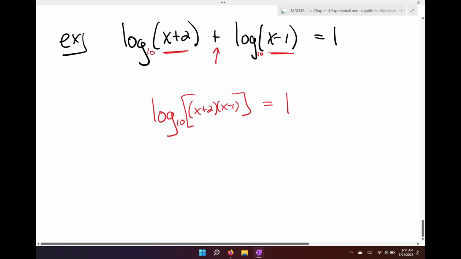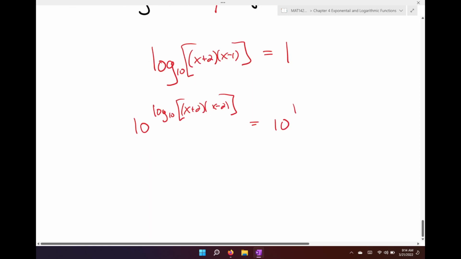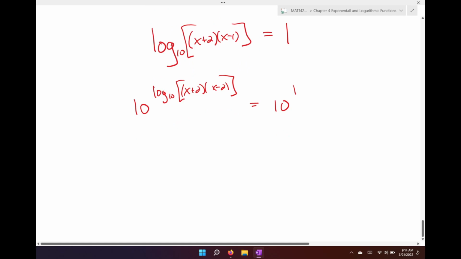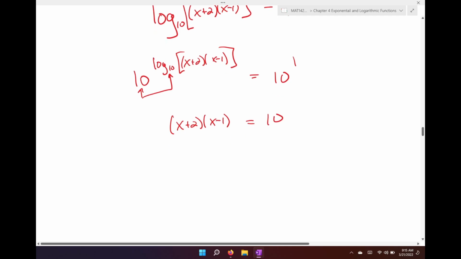From here, I'm going to take my base 10 and rewrite this as an exponential on the left and on the right. So, by definition, property 4, since these match, I'm left over with the quantity x plus 2 times the quantity, oh, I copied this down wrong. It's supposed to be x minus 1. x plus 2 times x minus 1 equals 10, because 10 to the first is 10.